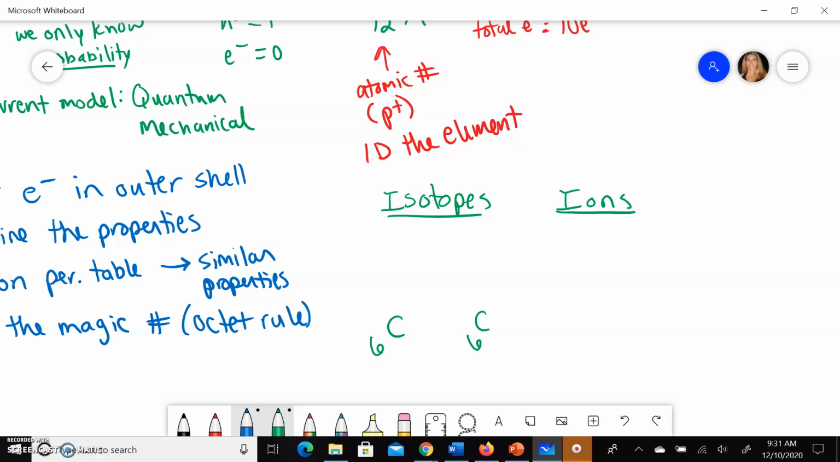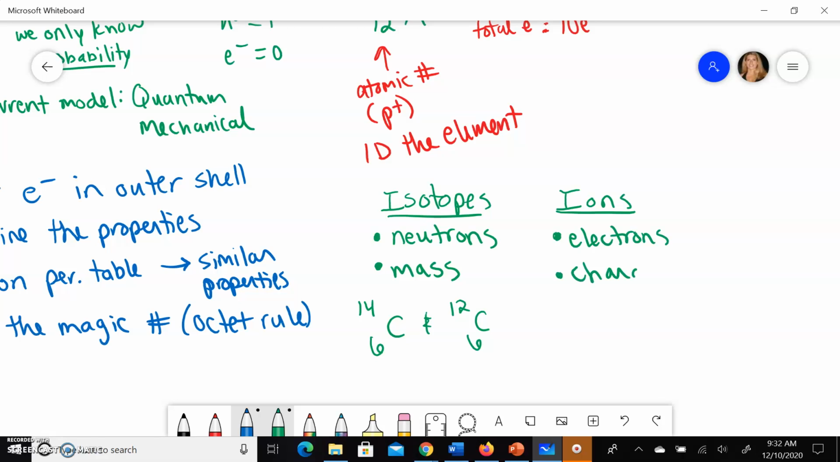So if the first one has 8 neutrons, that would give us a mass of 14. The second one has 6 neutrons, that would give us a mass of 12. These 2 are called isotopes of each other because they're the same element, but they have different masses because of different neutrons. So the words that you want to think of when you see the word isotope are neutrons, because they have different neutrons, and mass, because the neutrons change the mass. Ions, you want to think of the word electrons, and charge.